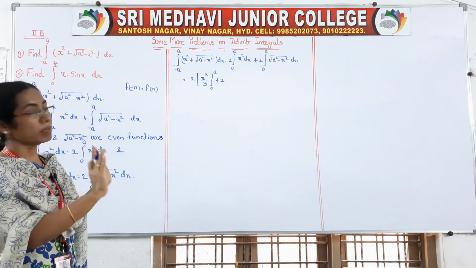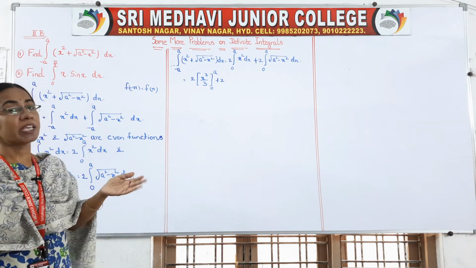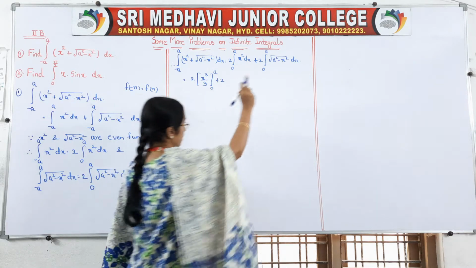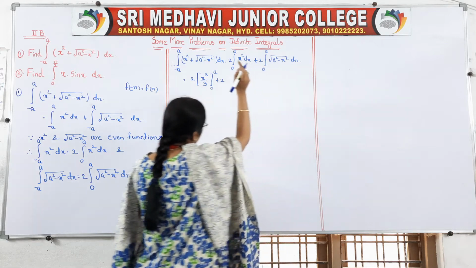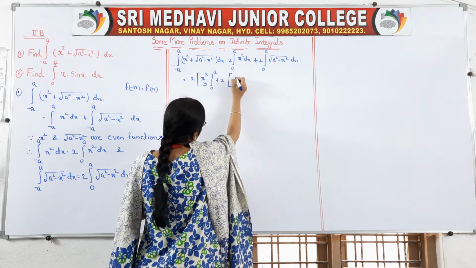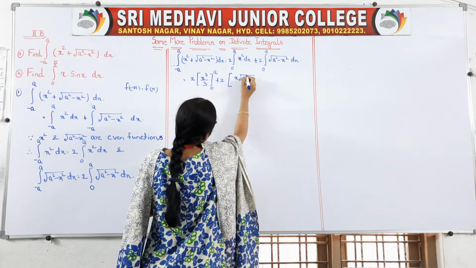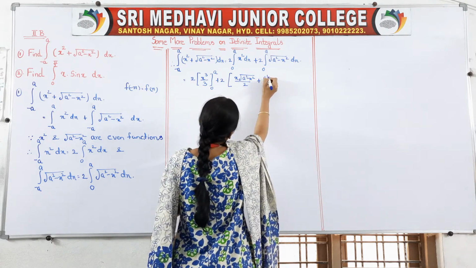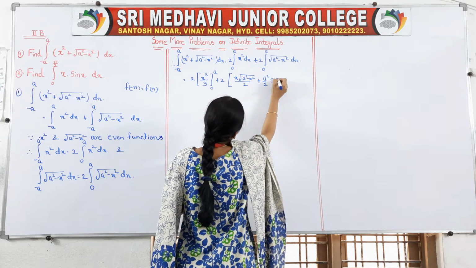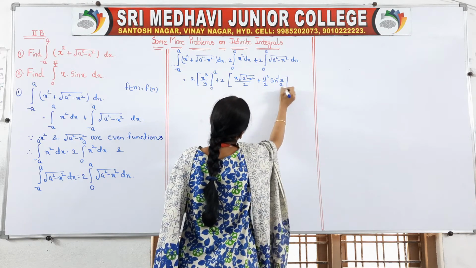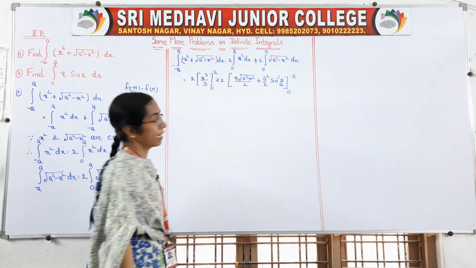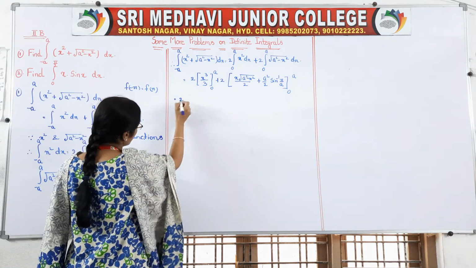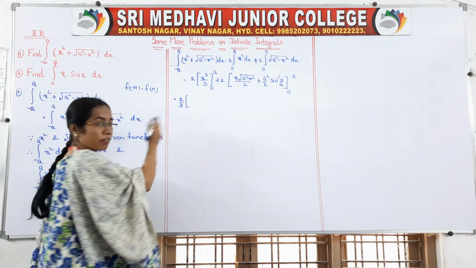Actually, we are applying the same integral formulas; only the limits are different between indefinite integrals and definite integrals. What is the integral of root of a square minus x square? It is x into root of a square minus x square by 2, plus a square by 2 into sine inverse of x by a, with limits 0 to a. So this is equal to 2 by 3, a constant, which you write outside.